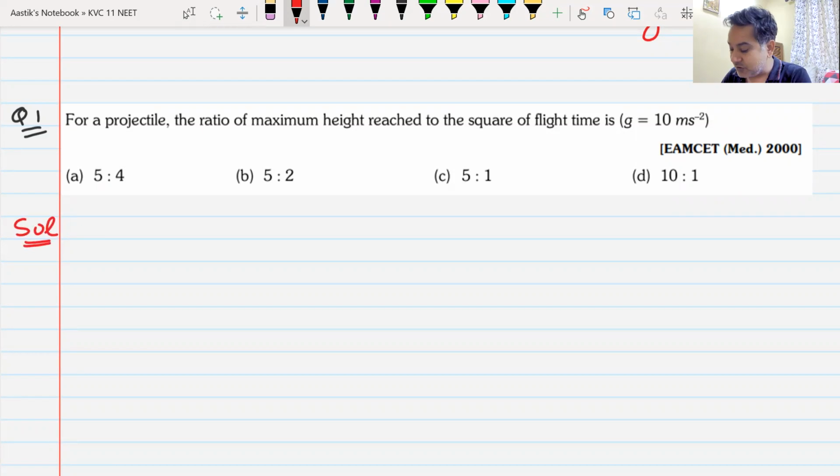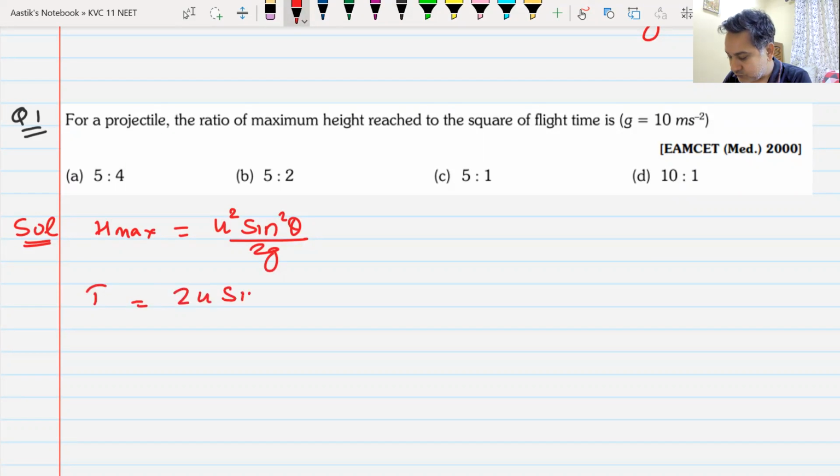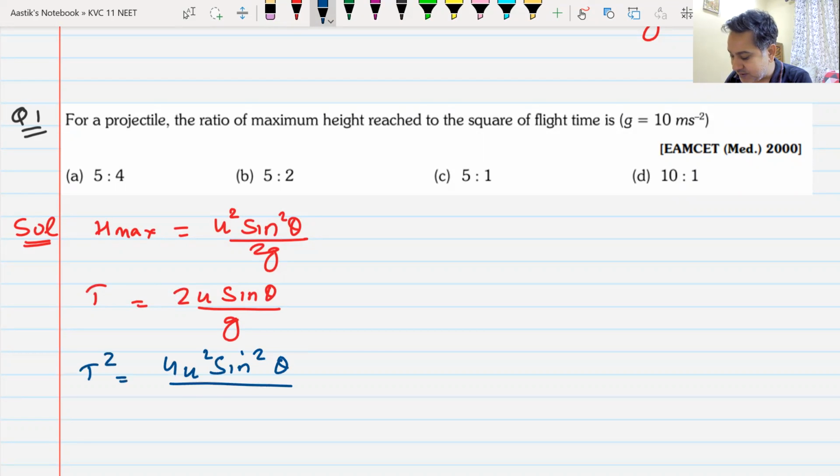So basically what we got to do, bacha, is H max. We know H max is u square sine square theta by 2g. We know time of flight is 2u sine theta by g. I have to find out time of flight squared, so it becomes 4 times u square sine square theta by g square. I hope you got this.